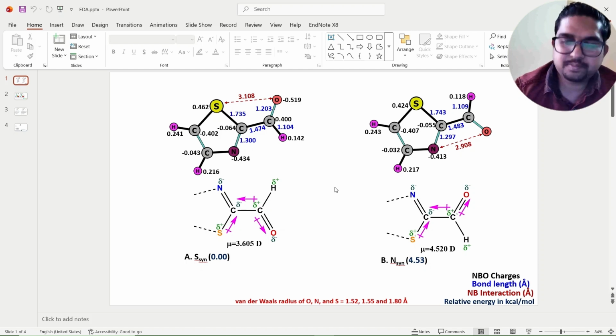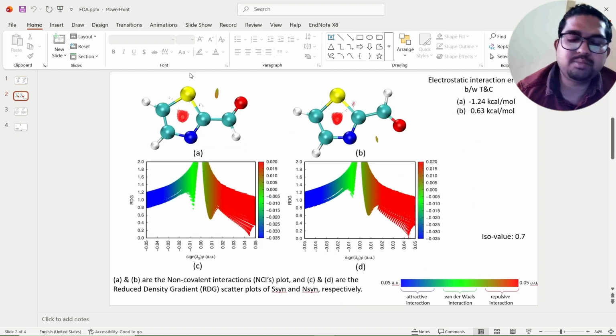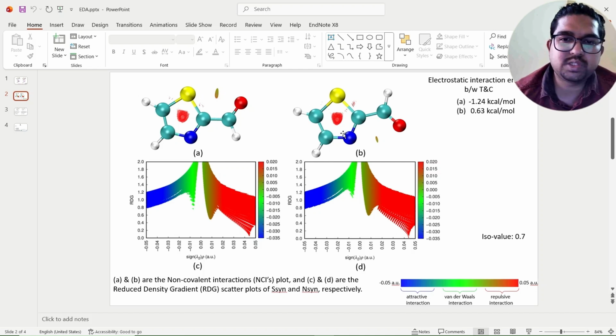Just to confirm this, I initially performed a non-covalent interaction calculation, and there I saw blue, green and red regions between this oxygen and sulfur. It was not totally green, and not totally red either, so there was both attraction and repulsion.